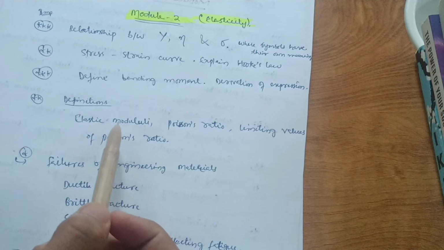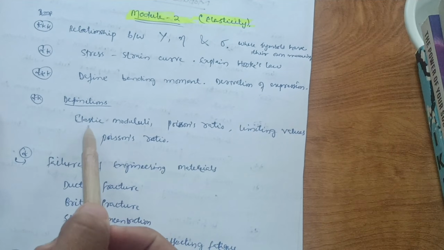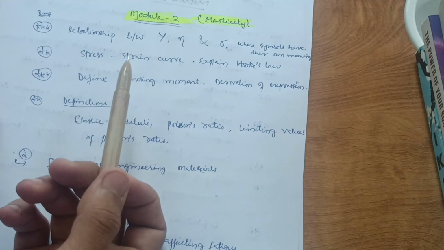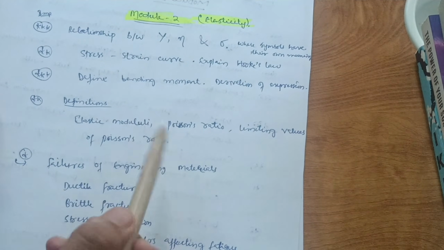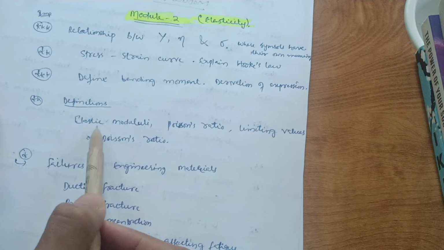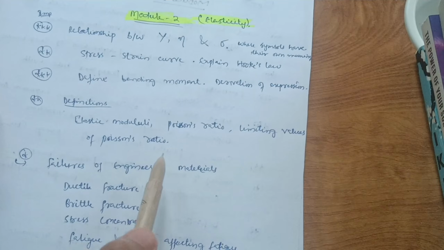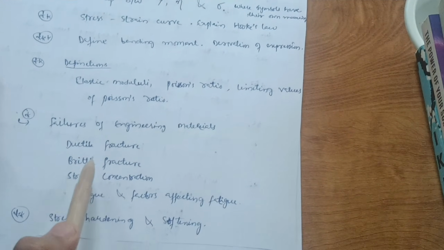Okay, these are not, I'm telling you, the most important questions, but you have to be mature to answer these particular questions. That is Young's modulus, like Poisson's ratio. Already you have derived the equation in the upper part, that is Young's modulus, rigidity modulus. So you should know about the definitions also, like elastic modulus, Poisson's ratio, limiting values of Poisson's ratio. Okay, right. Then failures of engineering materials, like ductile fracture.